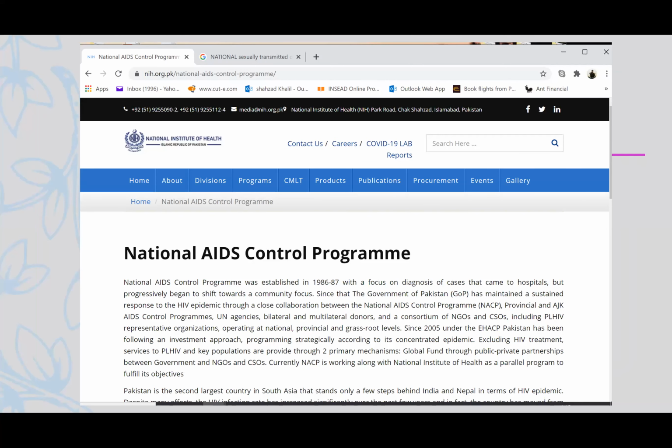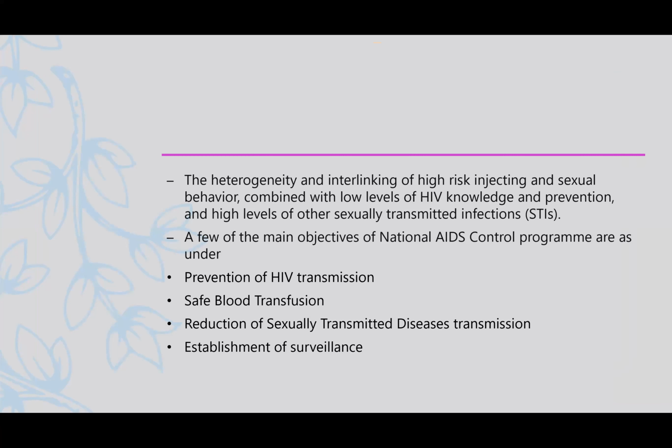The National AIDS Control Program was established in 1986-87 with a focus on diagnosis of cases that come to hospital, but progressively began to shift slowly towards a community focus. In this, there is heterogeneity and interlinking of high-risk injecting and sexual behavior, combined with low levels of HIV knowledge and prevention, and high levels of other sexually transmitted infections.